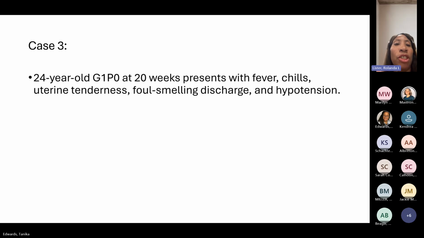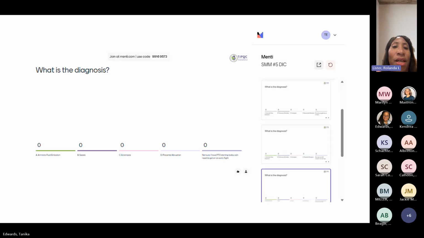This patient is a 24-year-old gravida 1, para 0 at 20 weeks, who presents with fevers, chills, uterine tenderness, foul-smelling discharge, and hypotension. Next slide. There was a lot in that vignette. What do you believe the diagnosis is?